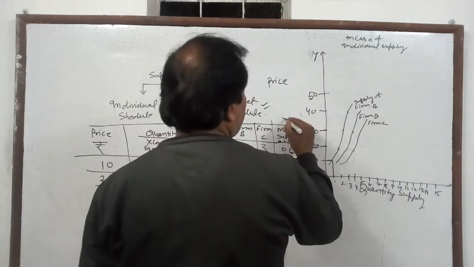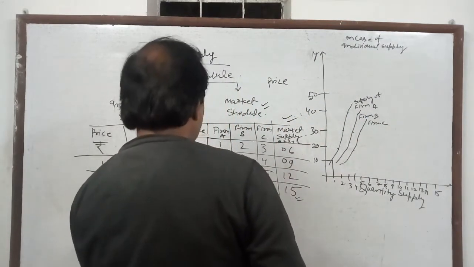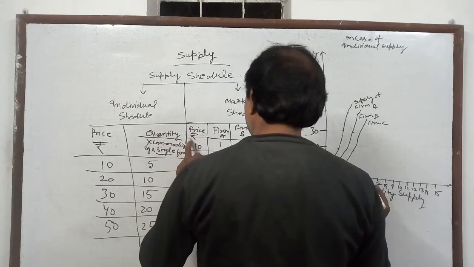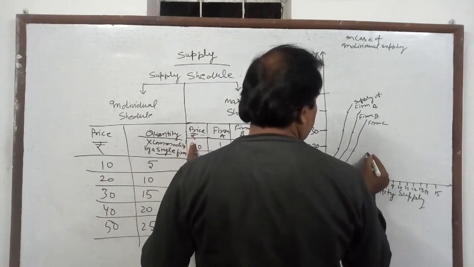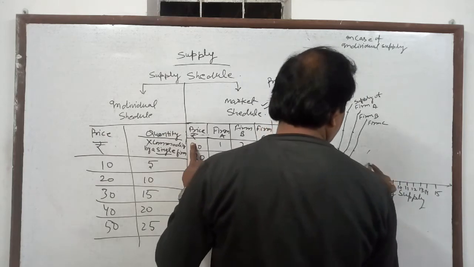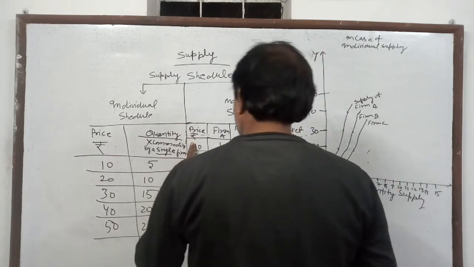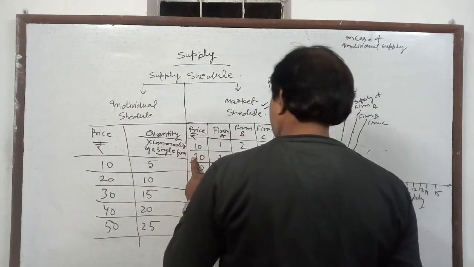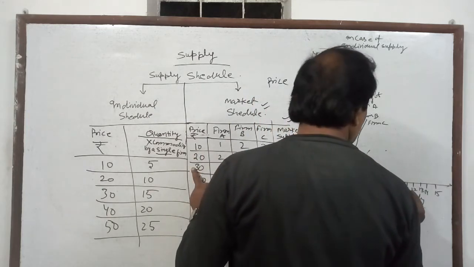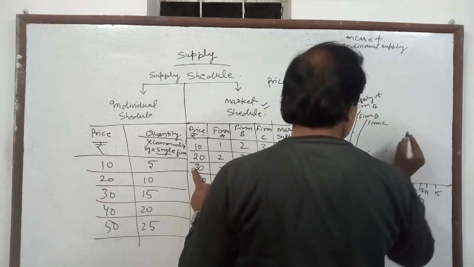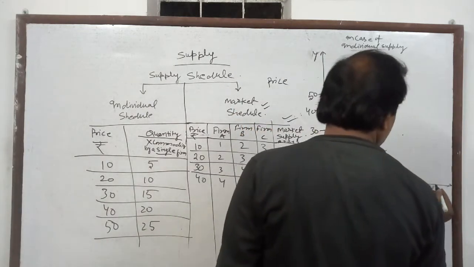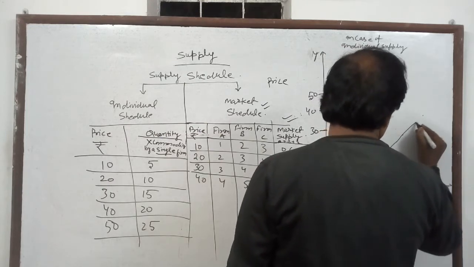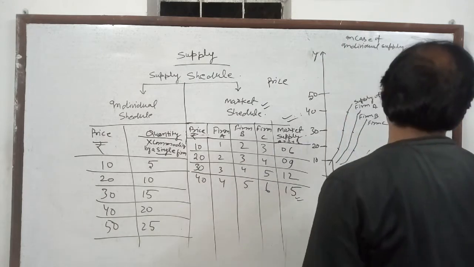Now come to the market supply, that is the required. So when the price is rupees 10, the market supply is 6. When 20, that is 9. When it is 30, the supply is 12. And when it is 40, the supply is 15. So this is known as market supply.